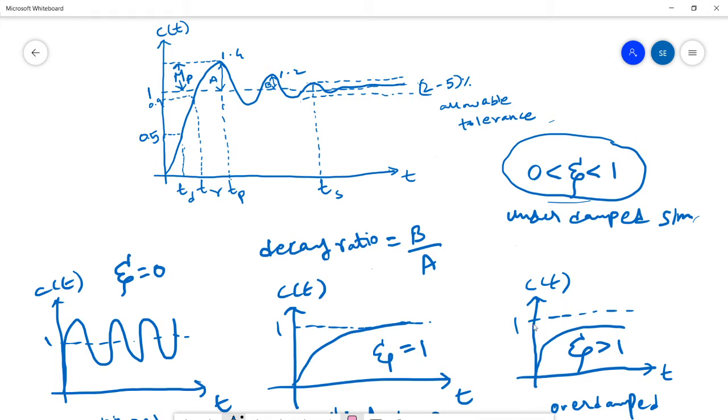Suppose this is 1, and if you can see here, the response for any zeta value greater than 1 shows an offset. If you keep on increasing the zeta value, this offset will increase, right, for higher zeta values. So the reason for selecting zeta in between 0 and 1 is that for that plot we are going to derive different time domain specifications.